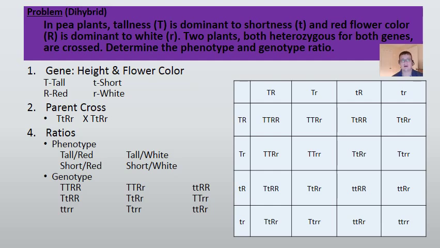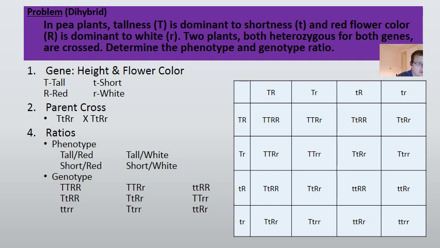All right. So I went ahead and created my key. The genes here are height and flower color, and you can see tall is dominant to short, which is recessive. Red flower color is dominant to white, which is recessive. And then if we read the next sentence, it says two plants, both heterozygous for both genes, are crossed. Because it just says they're both heterozygous for both genes, it would be written like so.